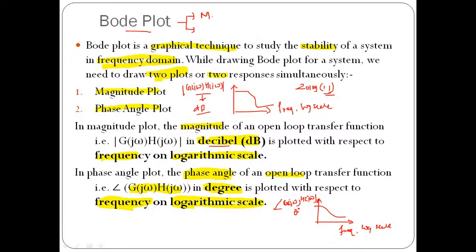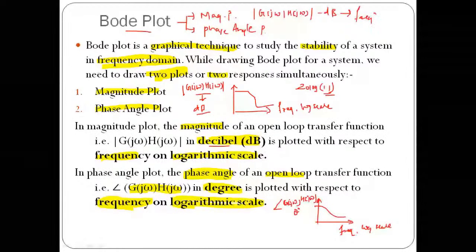First one is called the magnitude plot. Second one is called the phase angle plot. That is important. In the magnitude plot, we are going to take the magnitude of the open loop transfer function, which will be mod of G(jω)H(jω), in decibel, with respect to the frequency. That will be in logarithmic scale.